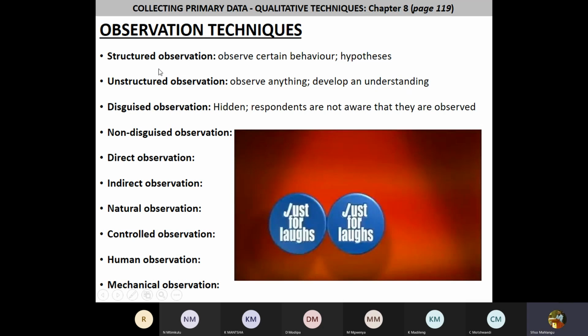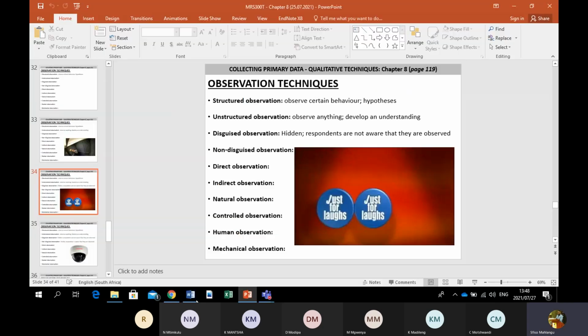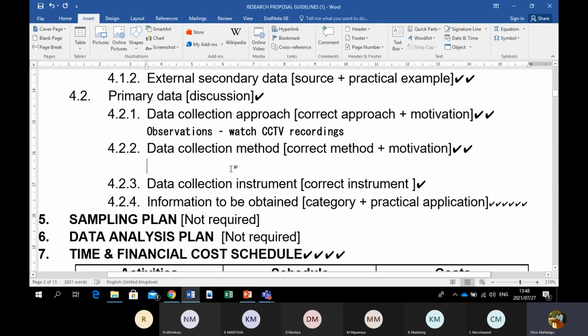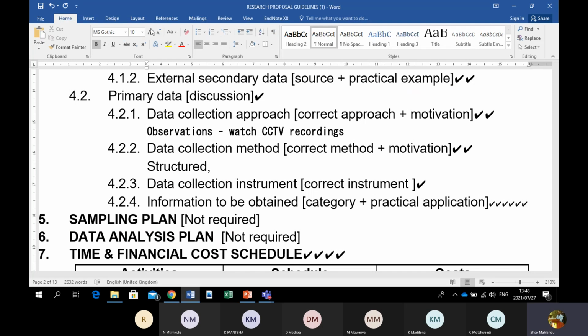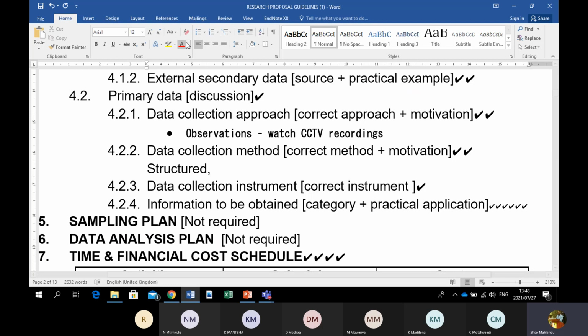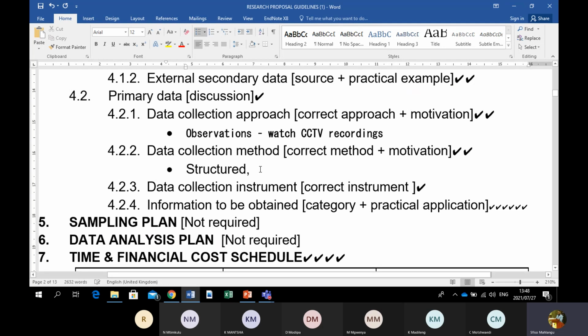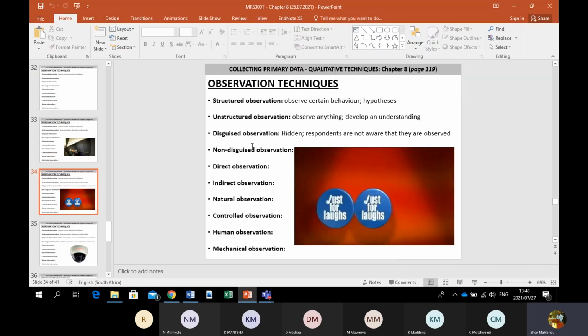And once again, once you know whether it's structured or non-structured, you write that in your proposal. So let's say you want to observe certain hypotheses, which means I'm only going to observe whether the respondents spend 12 minutes or 10 minutes or less. If I have that hypothesis in mind, I'm answering the research questions, so it will be structured instead of non-structured. And then you continue, you compare disguised versus non-disguised, and you write it down. It's going to be a structured disguised or non-structured disguised.